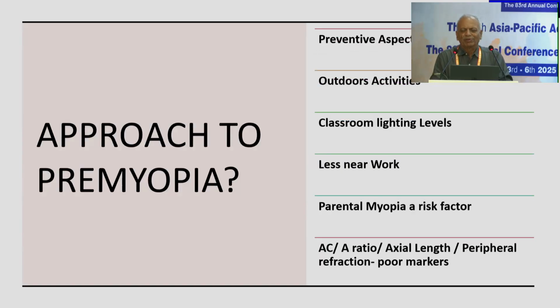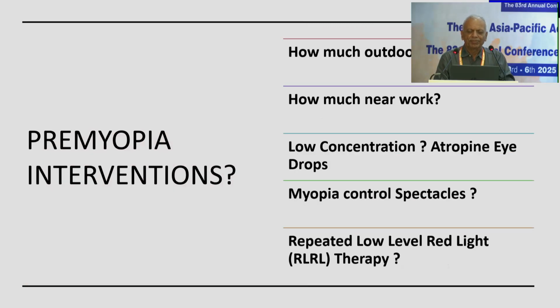Now, approach to pre-myopia, what do we do? Preventive aspects will include outdoor activities, classroom lighting levels, less near work. Parental myopia is a risk factor, and things like AC/A ratio, axial length and peripheral refraction are poor markers for these children. Now, when do we intervene? How much outdoor time, we don't know.